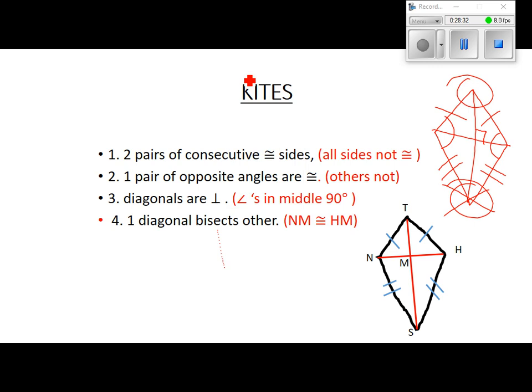One of the diagonals bisects the other. If you look at this, it looks like this diagonal right here is being bisected, I should put a third mark on there. And you notice this diagonal is not being bisected because one part's longer than the other.